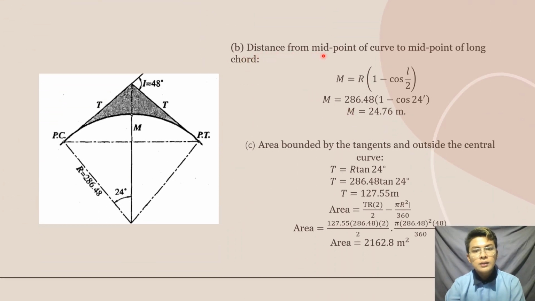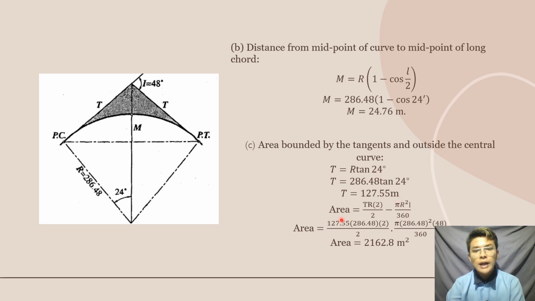Letter B, distance from midpoint of the curve to the midpoint of the long chord. Using the formula of midpoint, M is equal to R times 1 minus cosine I over 2. Substitute the given values. We will get 24 by dividing 48 divided by 2, our M is equal to 24.76 meters. Letter C, the area bounded by the tangents and outside central curve.